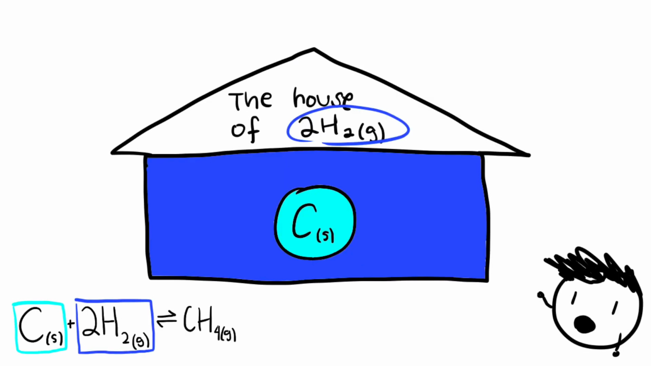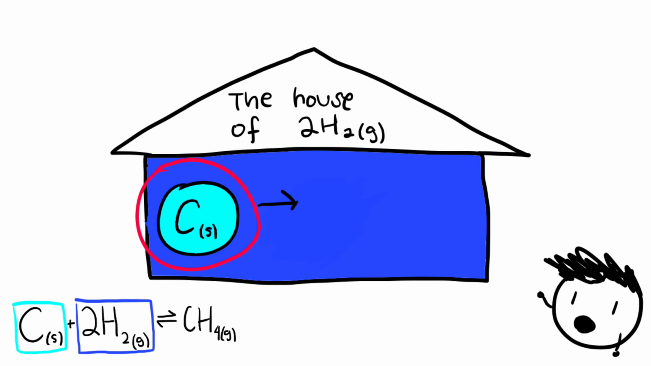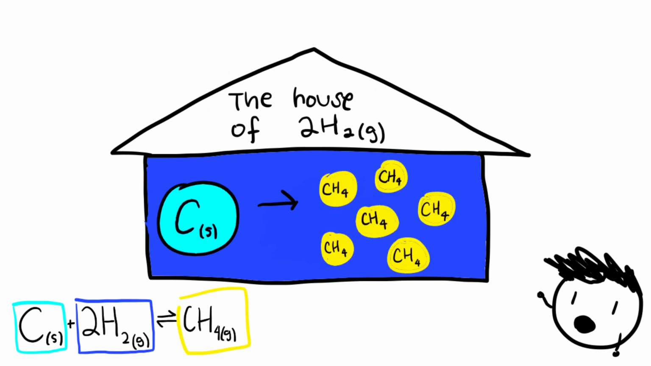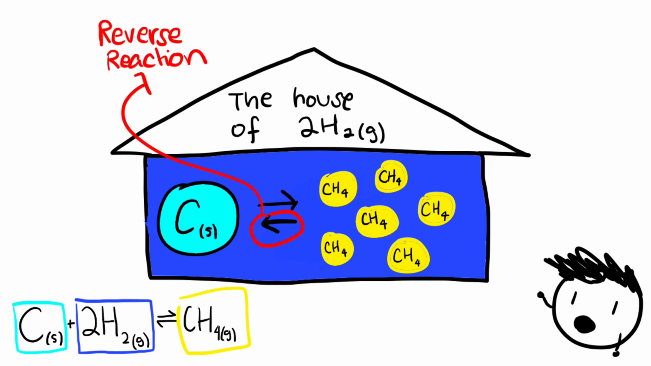As you can see, the carbon is a solid substance and it's inside the house of hydrogen. As a result, this causes a synthesis of methane, or the production of methane. This reaction is also called a forward reaction. With the reaction of carbon turning into methane, methane also turns back into carbon. You'll see why. Methane turning back into carbon is a reverse reaction because the forward reaction is reversed.